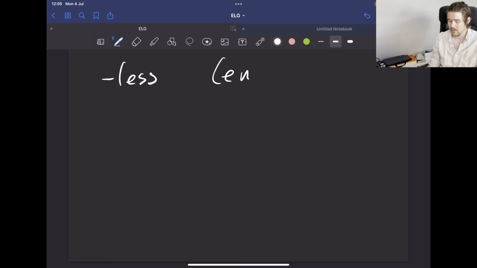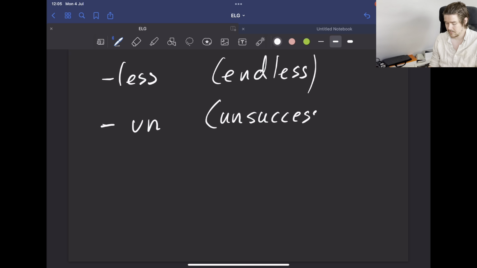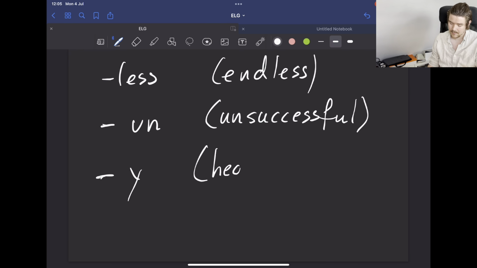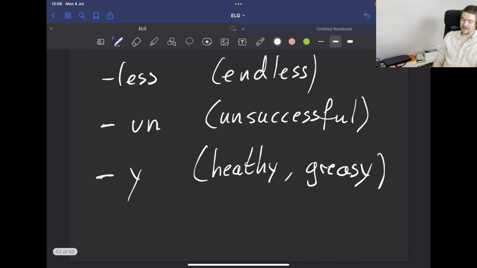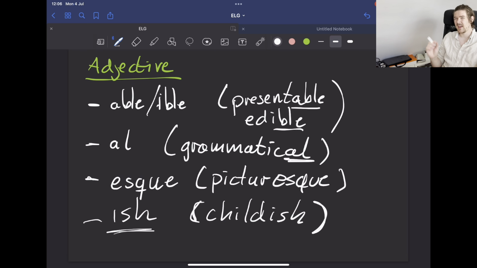Okay, so -ish, -less, for example, we've already said endless. Un-, which is attached at the beginning of a word, unsuccessful, for example. And just the classic -y ending, like healthy, greasy. So all of these are adjective or adjectival morphemes. That's just a fancy way of saying that these morphemes take a root or a stem of a word and turn those stems into adjectives.